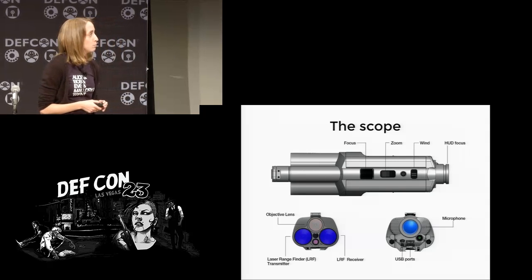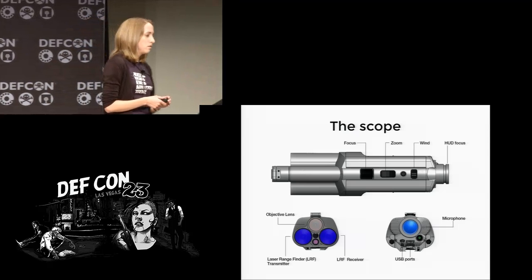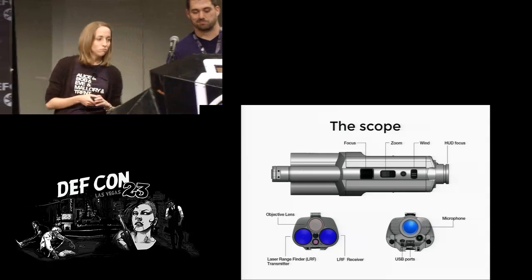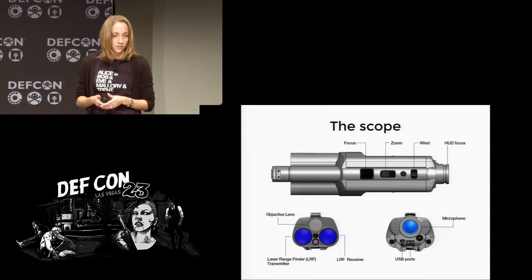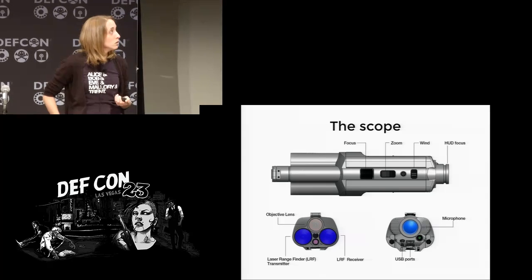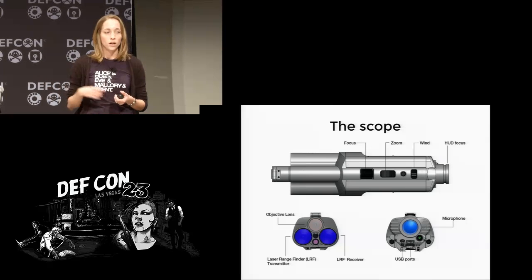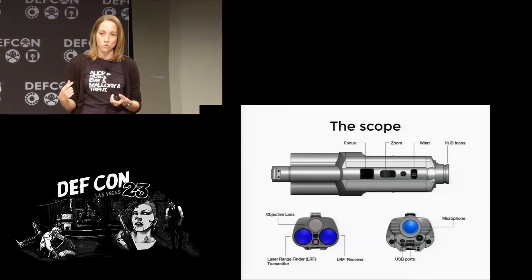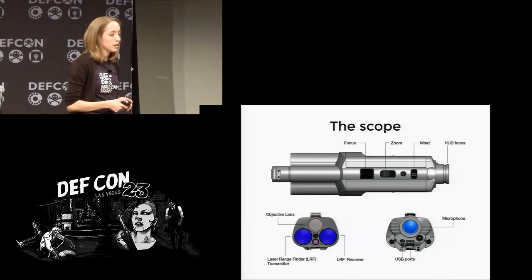So you got a couple of physical buttons, there's focus, there's wind, zoom, a couple of other things. There's two USB ports as well, and it also has a microphone. So when you're in advanced mode and you're tagging your targets and you're firing, it will record a video and also audio at the same time and save it on the scope. So that's what that is used for.